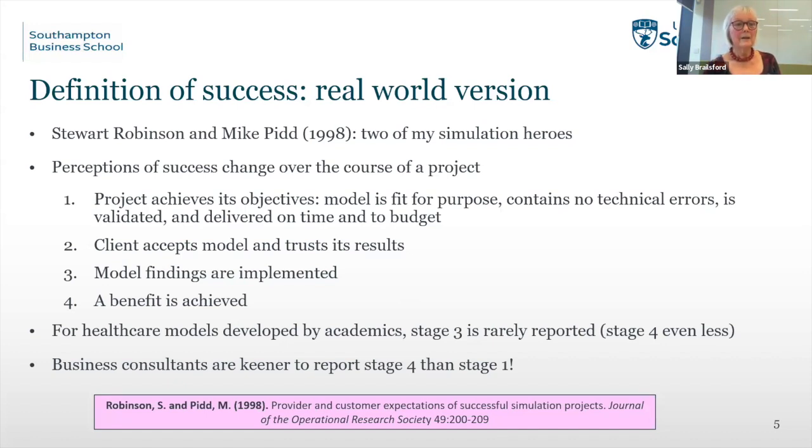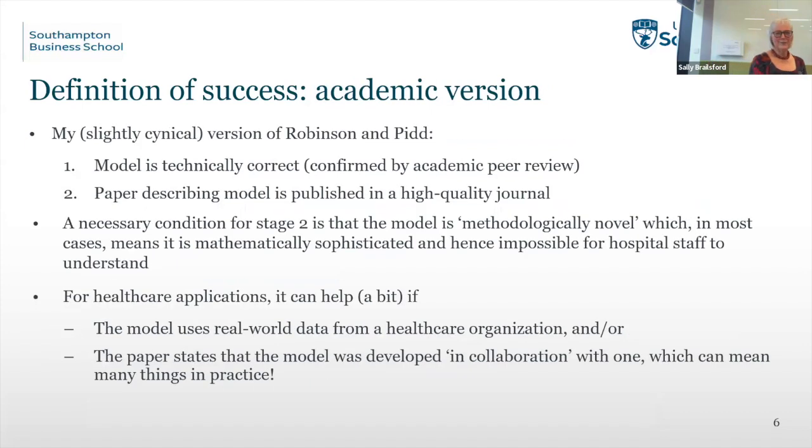If you take a slightly more cynical view, there are just two things. First of all, the model has to be correct, so it has to be peer reviewed, and then it has to be published in a good journal. If you're in a business school like me, it has to be published in an ABS 4-star journal. And in order for that to happen, it's got to contain some novelty, innovation, which generally means it's really complicated and nobody can understand it.